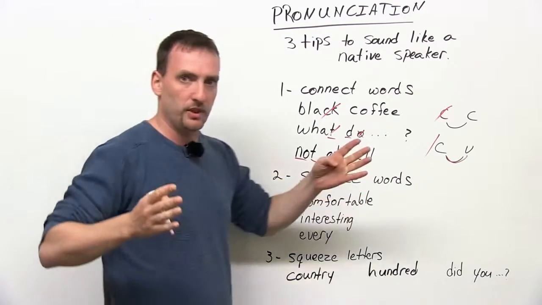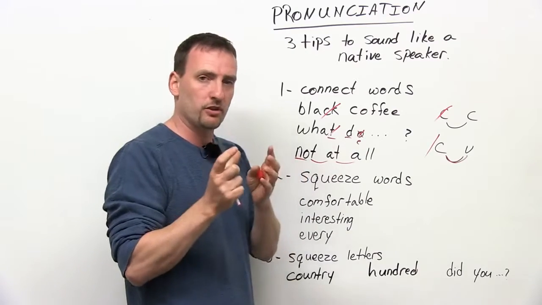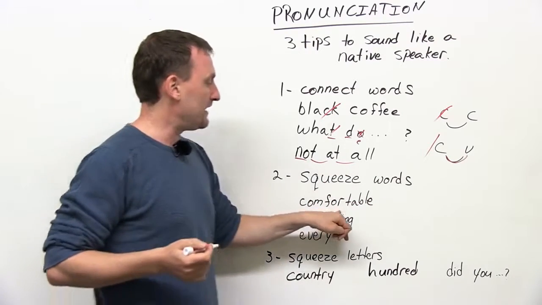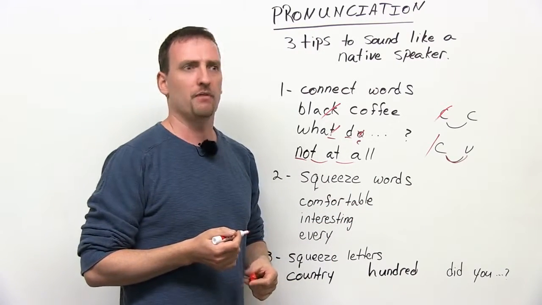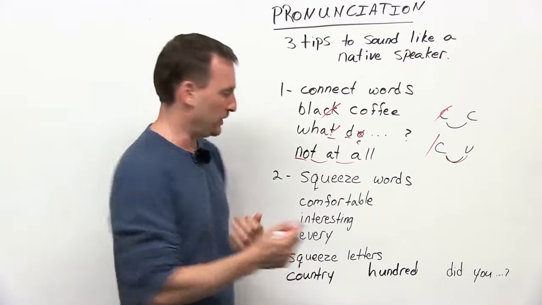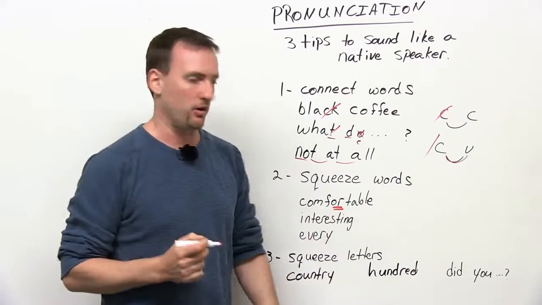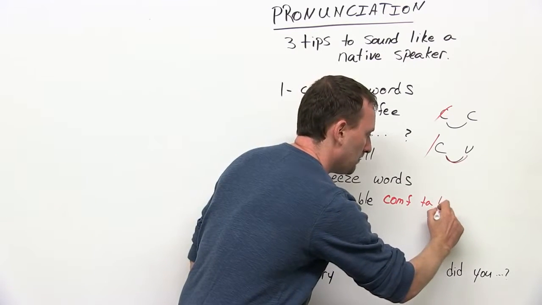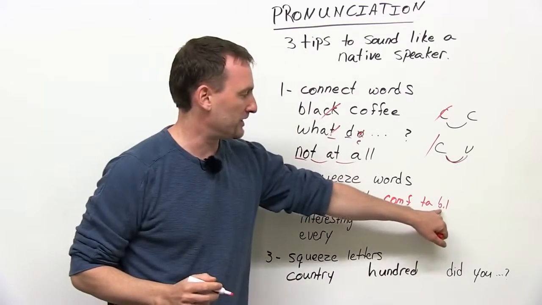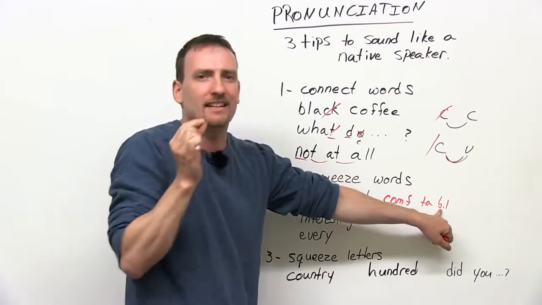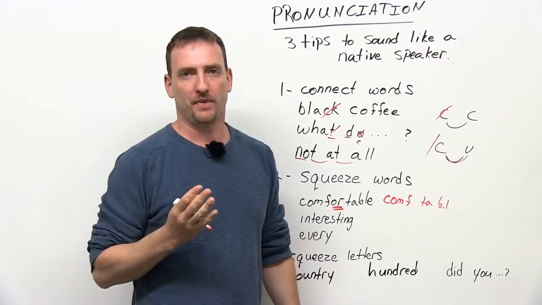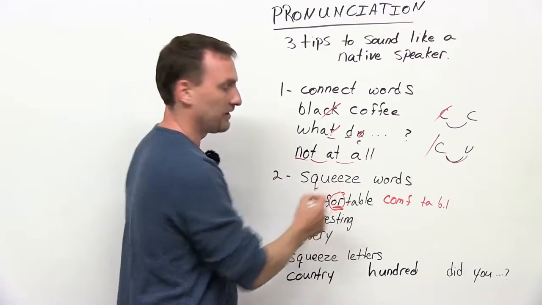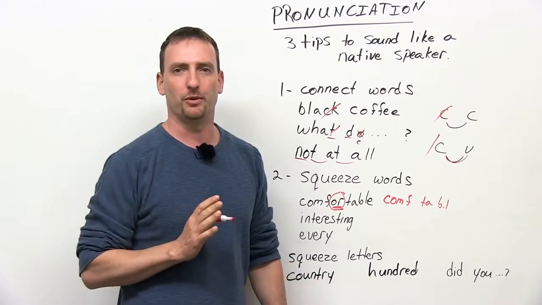Another thing we do is we squeeze some words, okay? Certain words, we don't say all the syllables. We don't even say all the letters. I've heard many students say, comfortable, comfortable. But native speakers, we don't say this part. We don't say the or. We say comf, ta, bull. And notice the last sound is like a small, tiny little I in there. Comfortable. Comfortable. Okay? We don't pronounce the or. Comfortable. No, don't do that.